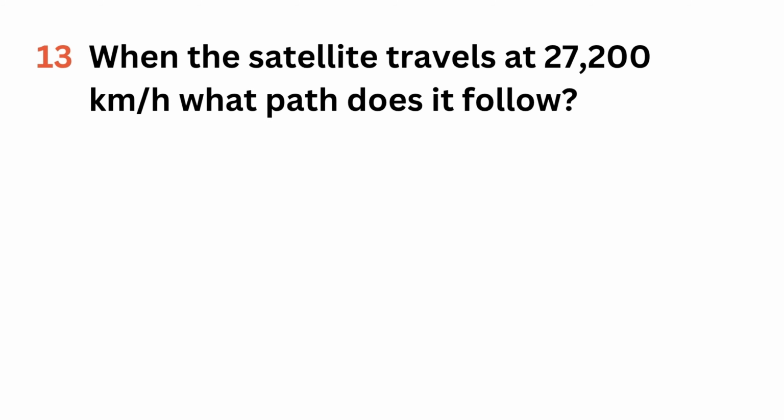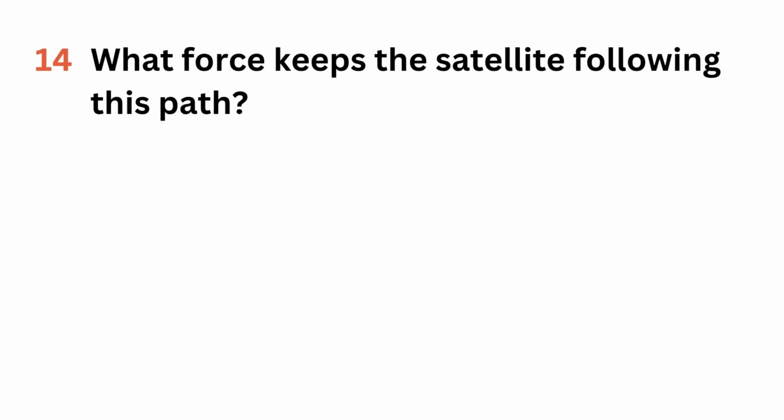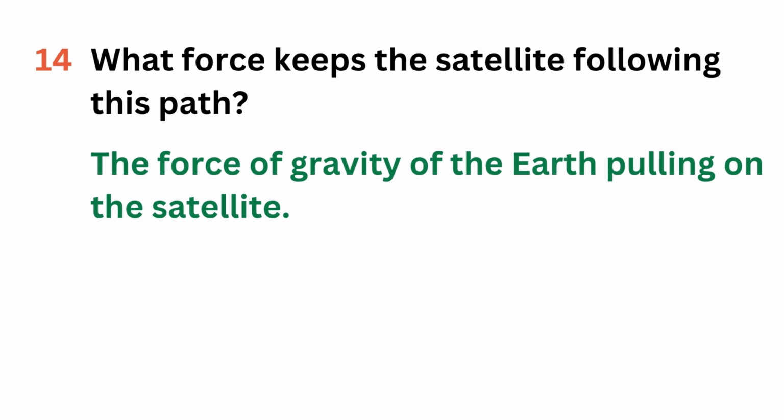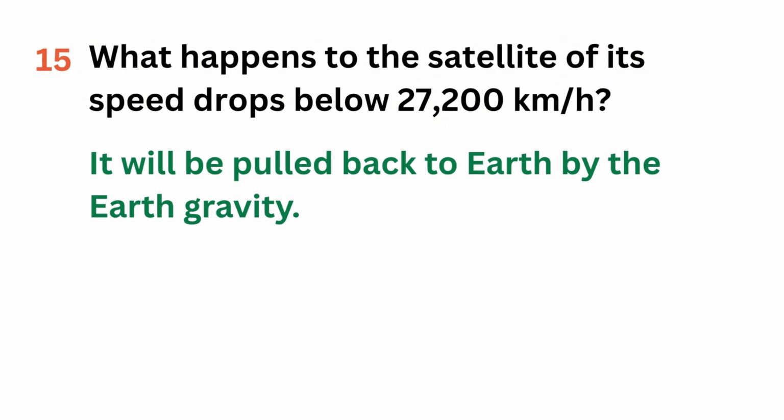Question 13. When the satellite travels at 27,200 km per hour, what path does it follow? An orbit around the Earth. Question 14. What force keeps the satellite following this path? The force of gravity of the Earth pulling on the satellite. Question 15. What happens to the satellite if its speed drops below 27,200 km per hour? It will be pulled back to Earth by the Earth's gravity.